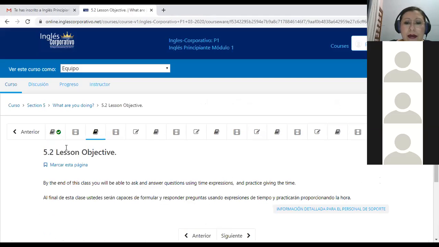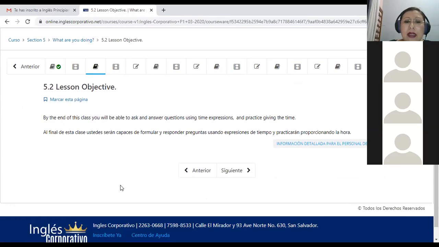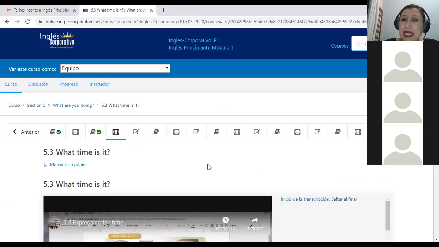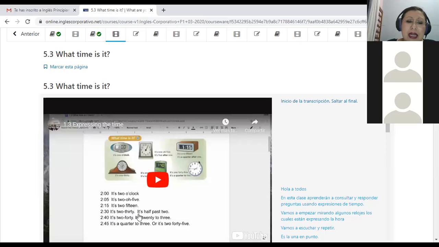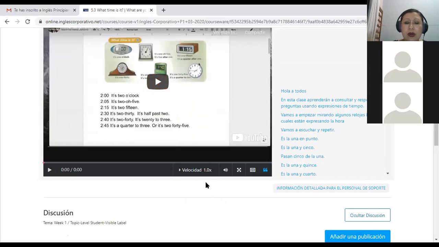¿Verdad? There, en este caso, es ahí. So then we are going to advance to the 5.2 lesson objective that says, by the end of this class, you will be able to ask and answer questions using time expressions and practice giving the time. So that's what we are going to do during the conversation time in the breakout rooms. You also have a video that says, what time is it? And then you will learn two different ways to say the time. For example, it's 2 o'clock, it's 2:05, it's 2:15, it's 2:30, it's 2:40, or you can say also it's 2:40. You can say it's 2:45, or you can say it's 2:45. So you have two different ways, two choices.